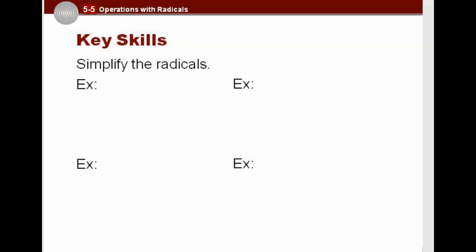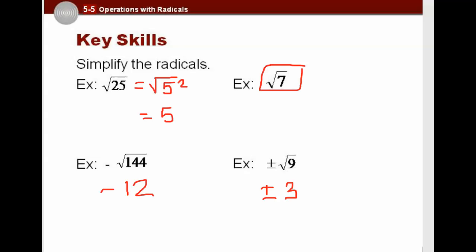Yes? Could you simplify negative 144 more? Like negative 12? That's what I wrote down. I mean, could you simplify negative 12 more? No. Because the square root is gone. So negative 12 is just a whole number at that point. So there's no more operations being done on it.